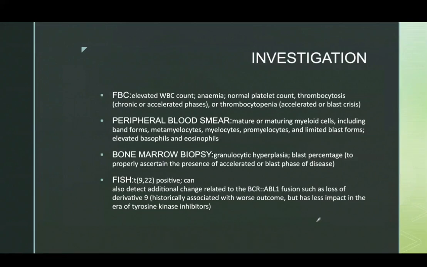Coming to the investigation, in the full blood count you will find anemia and thrombocytopenia. In the peripheral blood smear, you will find mature or maturing myeloid cells, including band forms, metamyelocytes, myelocytes, promyelocytes. You will find the full lineage. If you find the full lineage of metamyelocytes, myelocytes, promyelocytes, blast forms, and maturing and mature cells, then you are dealing with CML.